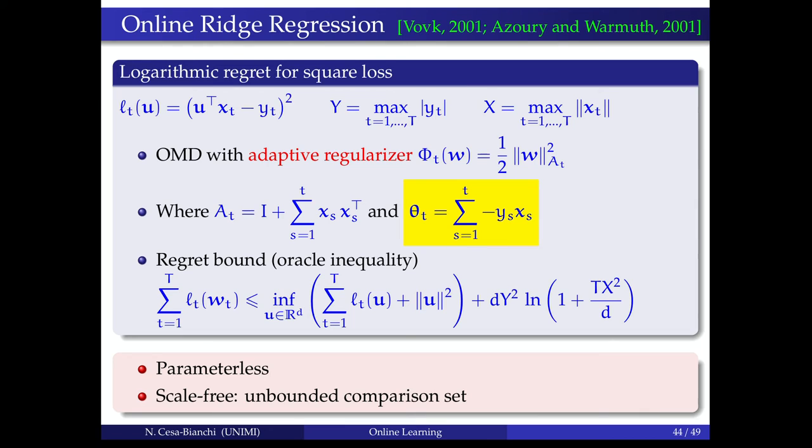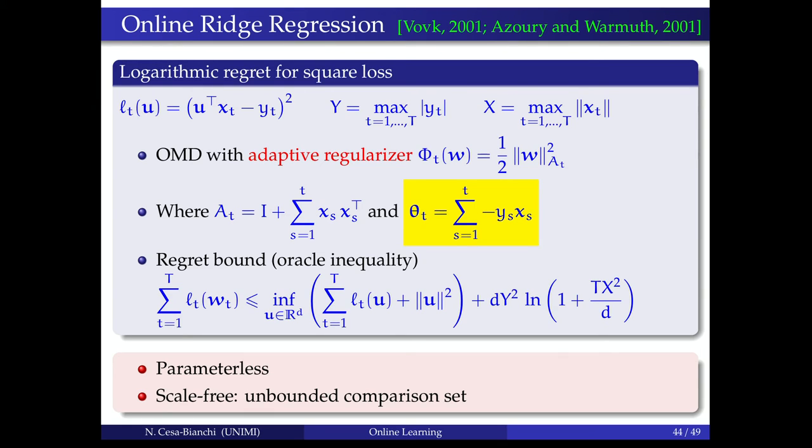Let's say, this is another example I like. This is online ridge regression. So this is ridge regression run in an online fashion. And this applies to square loss. In this case, you can phrase ridge regression in the online setting as online mirror descent with an adaptive regularizer. Your regularizer, much like in the online Newton step case, will contain second order information. But now I can really phrase the whole algorithm as a specific instance of online mirror descent, just with a regularization that changes over time.